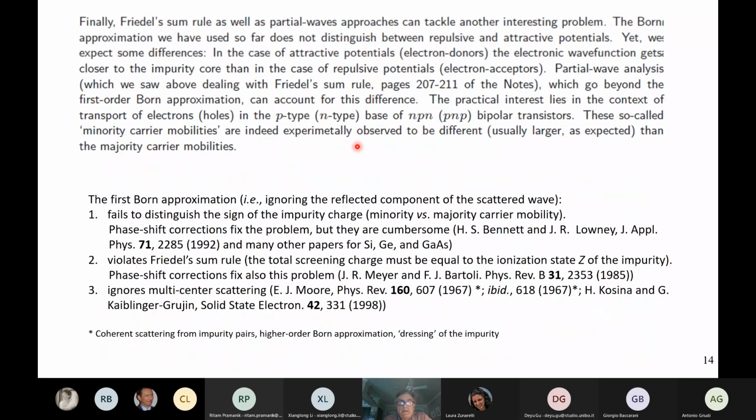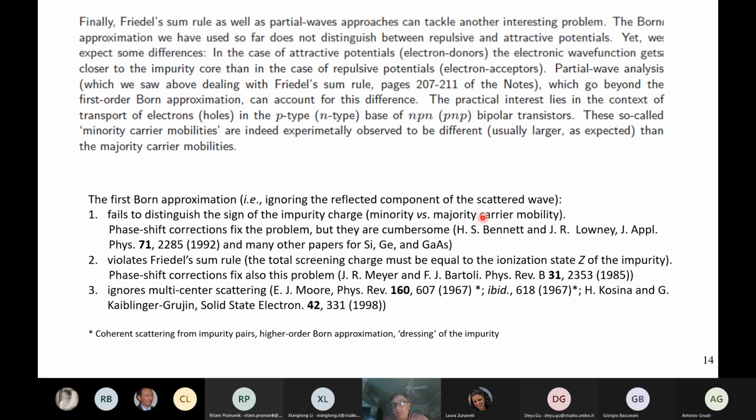Another problem is that the first Born approximation that we've used does not distinguish whether the big Z, the charge state of the impurity, is positive or negative, +1 or -1. There's nothing to distinguish the two. In principle, you would expect that there is some difference, in particular if you look at minority carrier mobility versus majority carrier mobility. What I mean, for example, is electrons scattering with positively charged centers in n-type silicon. Electrons are negative objects, the donors are positively charged.